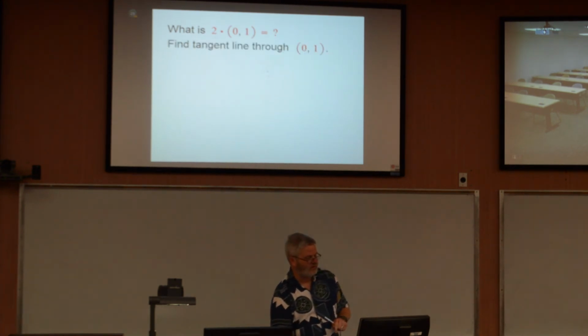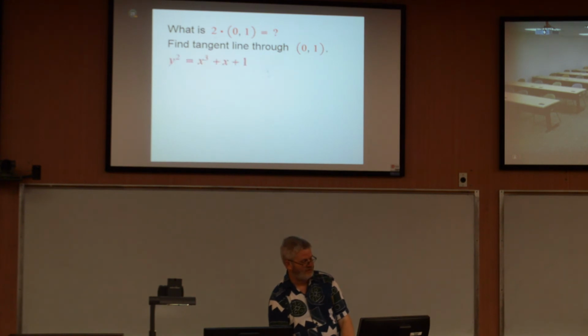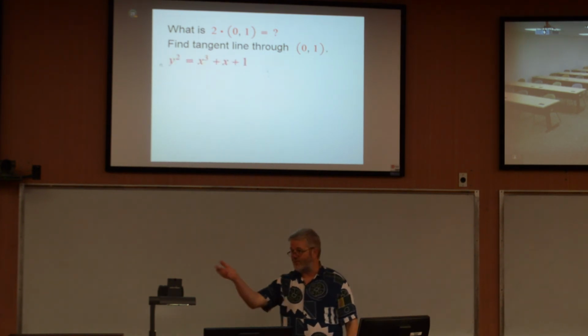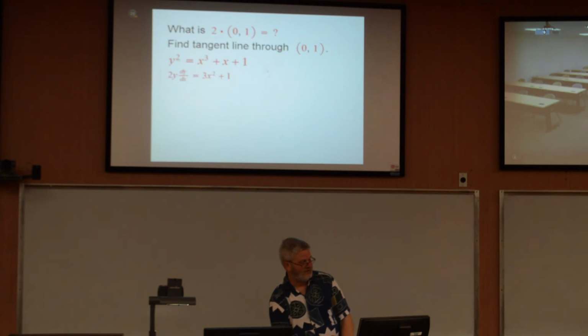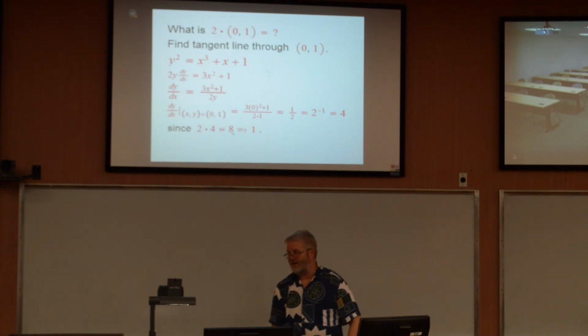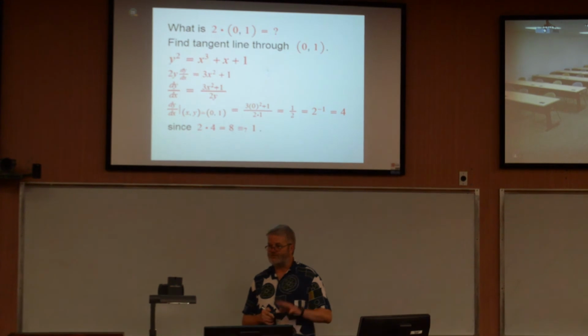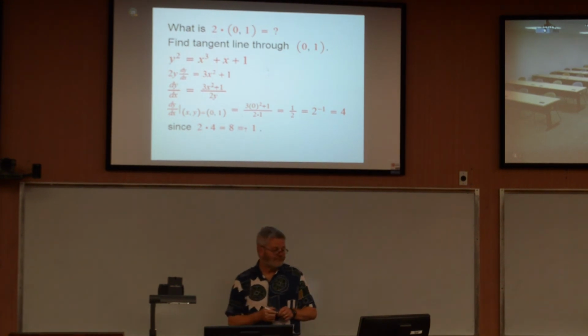So 2 times (0, 1): you find the tangent line through (0, 1). So you take your equation and do what we did at the very beginning with the implicit differentiation. You use the derivative rules, take the derivative with respect to x on both sides, take y prime and solve, and plug in 0 for x and 1 for y. And that gives you 1/2, but we're looking for the multiplicative inverse of 2. And that turns out to be 4. Why is it 4? Well, because 2 times 4 is 8, and 8 is congruent to 1. So the way you divide out by 2 is you multiply by 4.